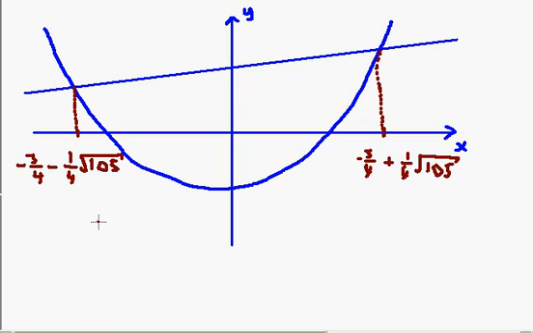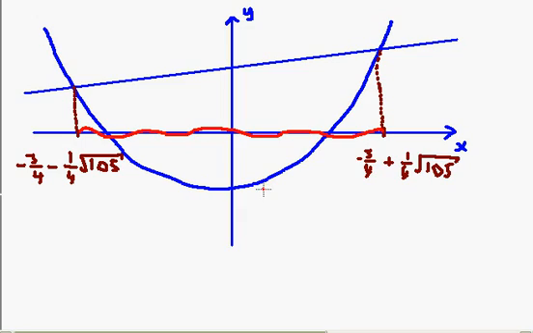Okay, so I want to know, when is the parabola less than the straight line? When is the parabola below the straight line? That is the question I'm asking. And the parabola is below the straight line here. Once I go beyond that line, the parabola is above the straight line. So my actual values, my x values, are here.